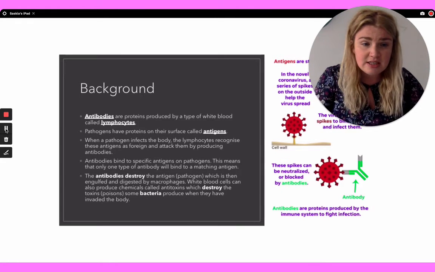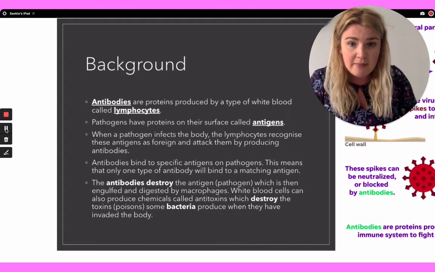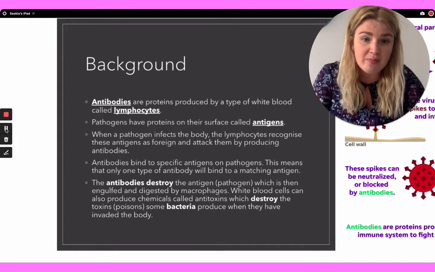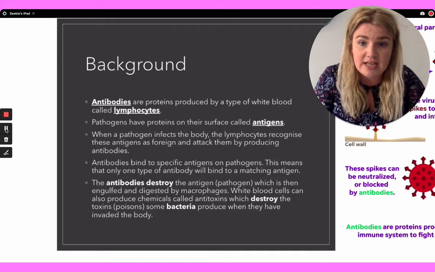So, just as a little bit of background, what are antibodies? I'll zoom in on this a little bit. Antibodies are proteins produced by a type of white blood cell called lymphocytes. We just talked about that. You would have done a little bit of that in the heart topic in Year 10.